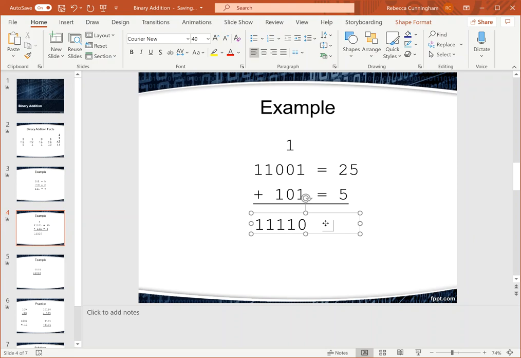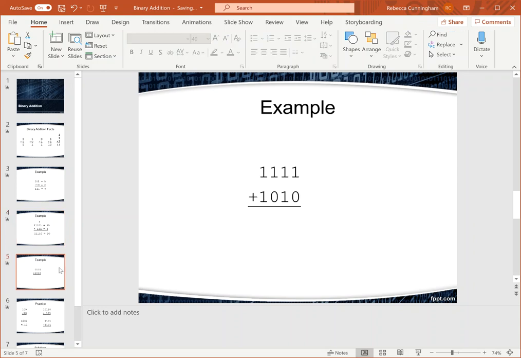Now, that needs to be equal to 30. So if I go through and double check myself and do the math, that's worth 16. That's worth 8, so I'm up to 24. That's worth 4, so I'm up to 28. And that's worth 2, so now I'm up to 30. All right, so that is an example of one carry.